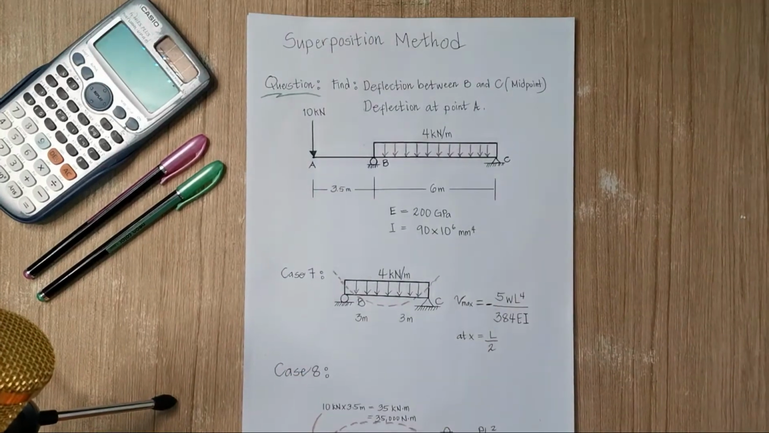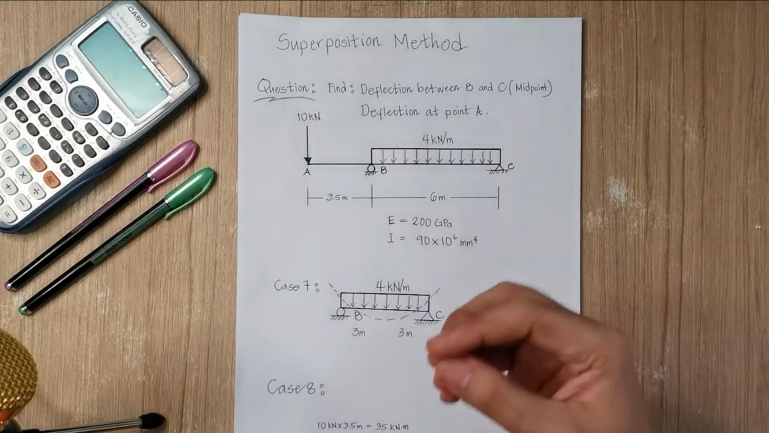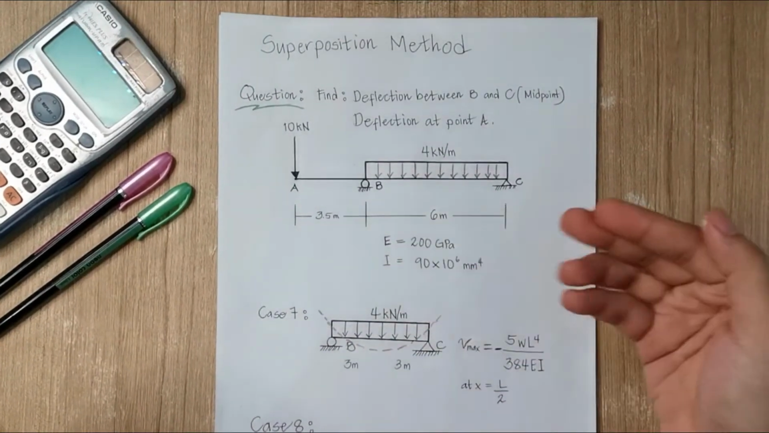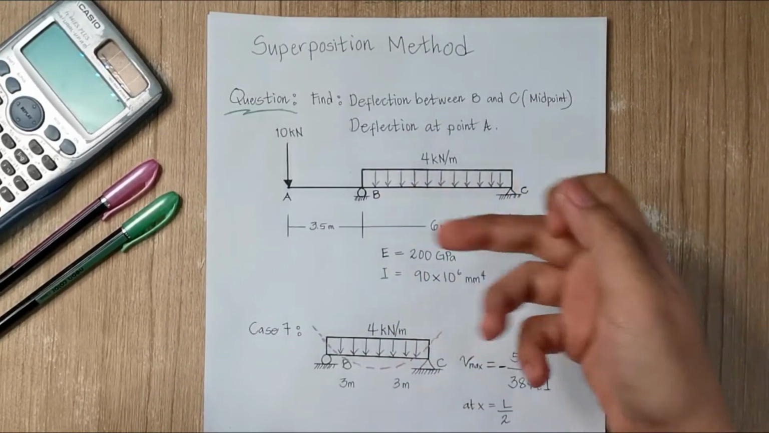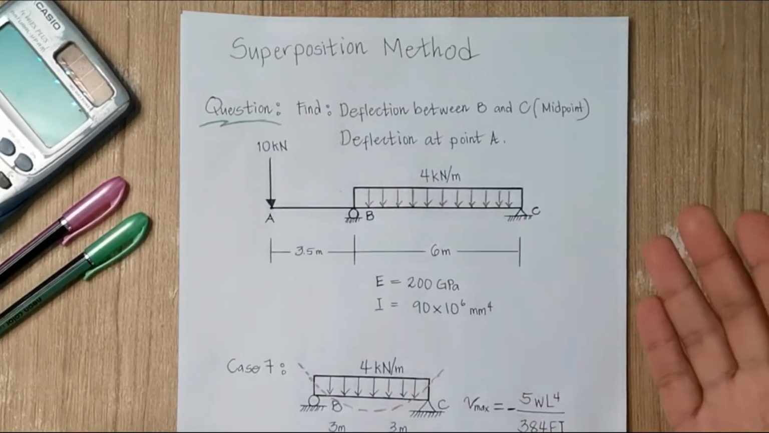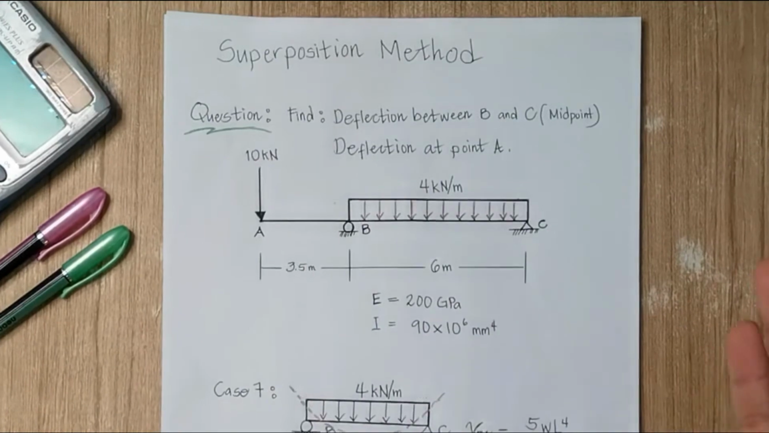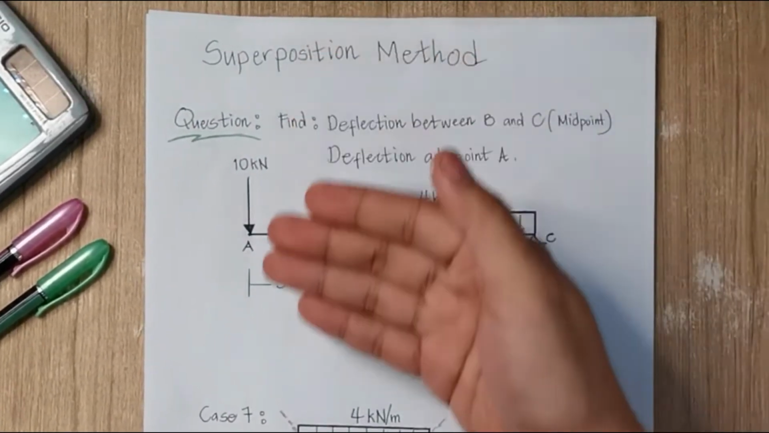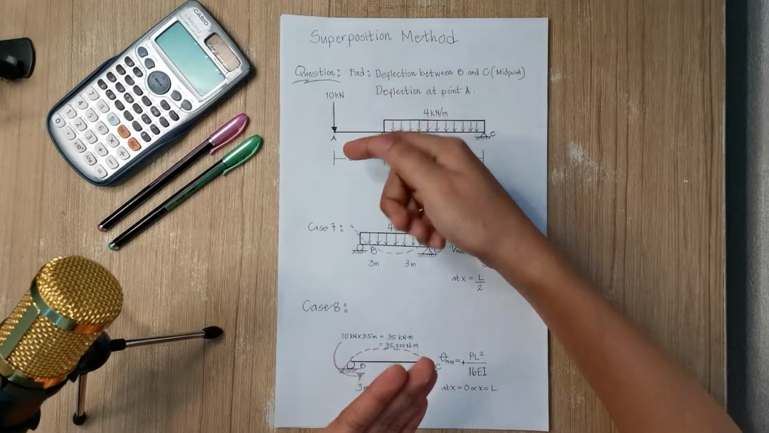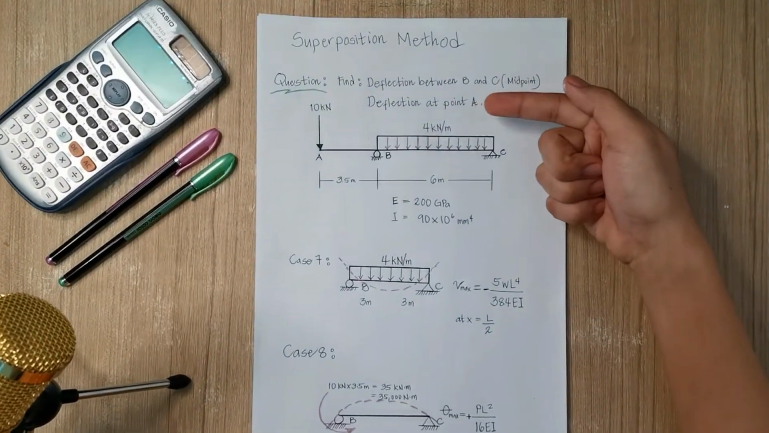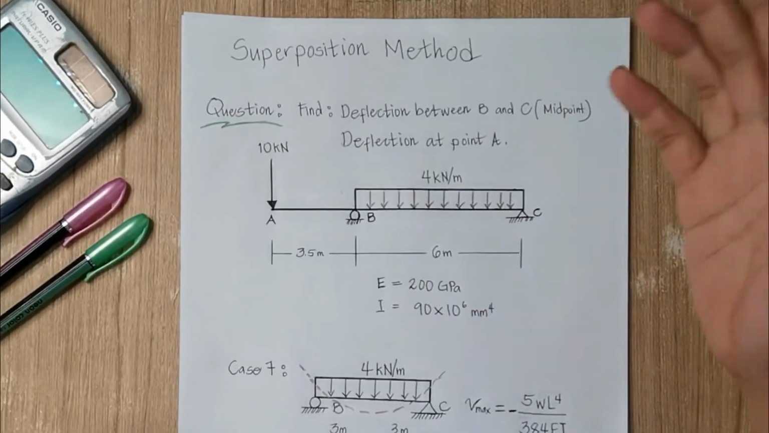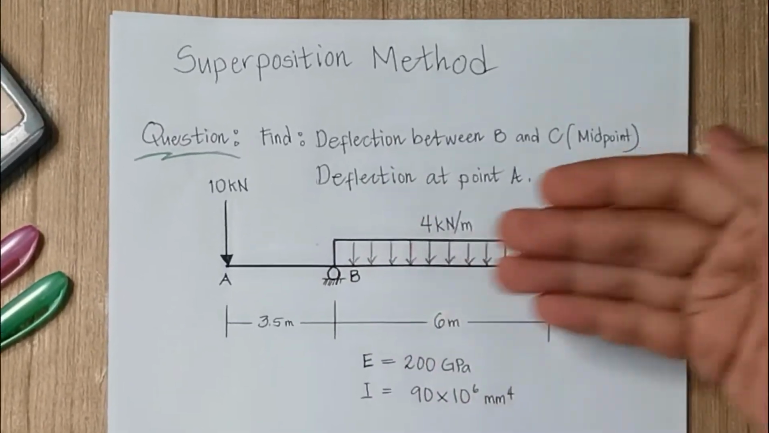Let's take a look. Whenever we're solving a superposition problem, we want to break up the beam into its external loadings. So, need natin i-identify kung ano ang loaded dito sa ating beam. So, in this case, we have 10 kilonewton force that acting downwards at A. And we have 4 kilonewton per meter distributed load between B and C. And it's 6 meters long.